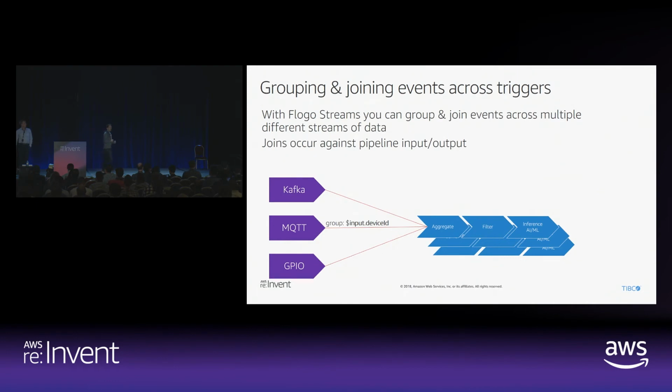When you think about the grouping and joining, this is incredibly powerful. If you have the concept of Kafka, MQTT, and that GPIO interface that I talked about, producing events, you can group off of an element within the payload of every single one of those events, and then pass it into that single stream pipeline so that you can aggregate across event sources as well. So incredibly powerful, the ability to both group and join off of those events.